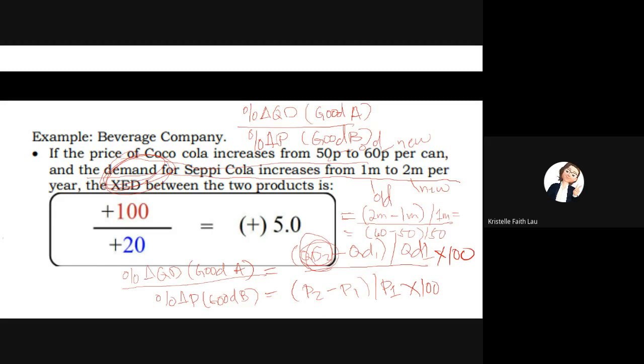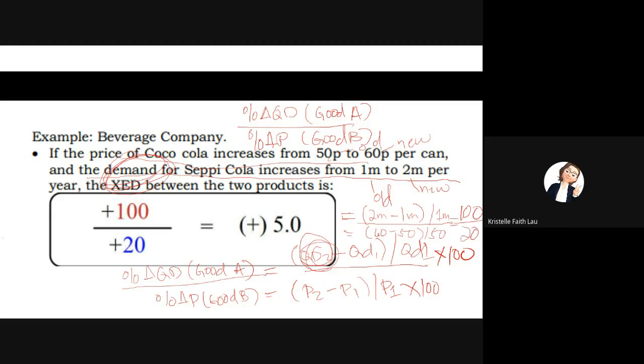So, para makuha natin yung positive 100, so we have 2 million minus 1 million divided sa 1 million. So, we have 1 times 100. So, we have 100 na answer for the percentage change in the demand. And then for the percentage change in price, we have 60 minus 50, divided natin siya sa 50. So, we have 0.20 times 100. So, we have 20. So, 100 over 20.